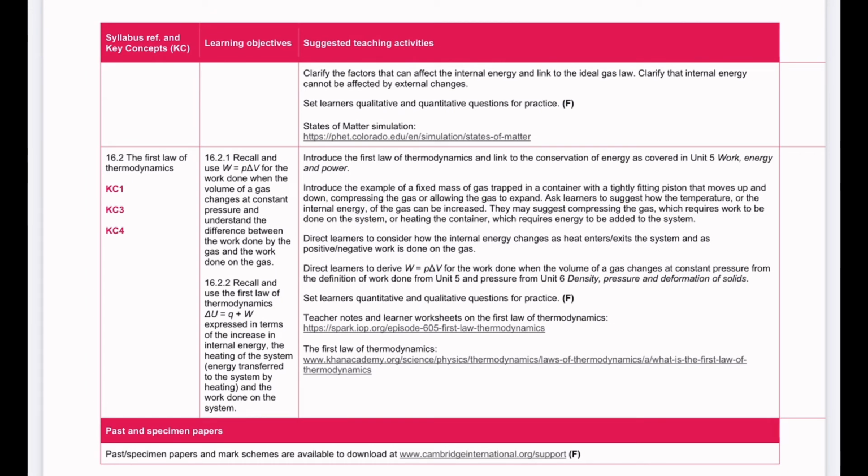Key concept. The first law of thermodynamics. Learning objectives. 16.2.1. Recall and use W = pΔV for the work done when the volume of a gas changes at constant pressure, and understand the difference between the work done by the gas and the work done on the gas. 16.2.2. Recall and use the first law of thermodynamics, ΔU = Q + W, expressed in terms of the increase in internal energy, the heating of the system, energy transfer to the system by heating, and the work done on the system.